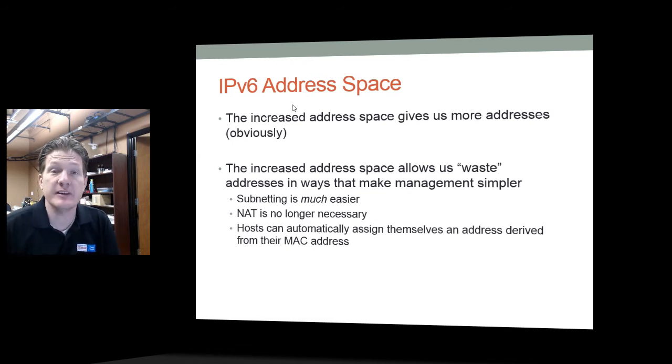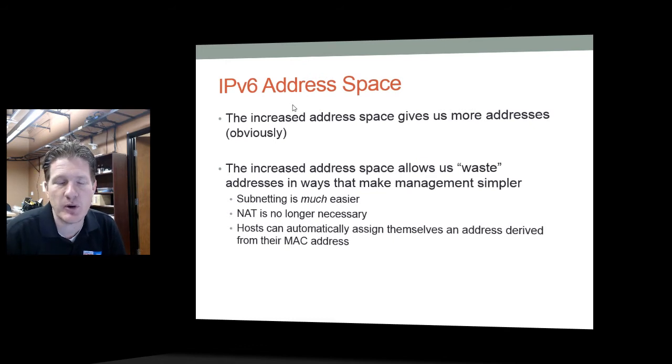For example, in subnetting, we no longer have to worry about the number of machines in the network. We just have to worry about the number of networks required. So no longer do we concern ourselves with how many IPs are needed per subnet. We simply assign everybody the same very large block. We also no longer need NAT.